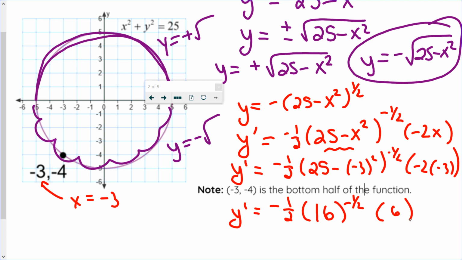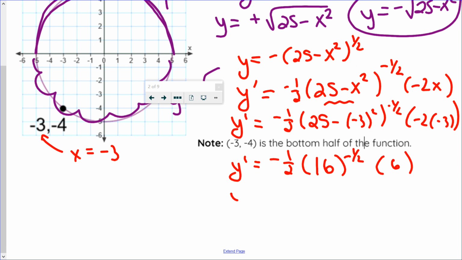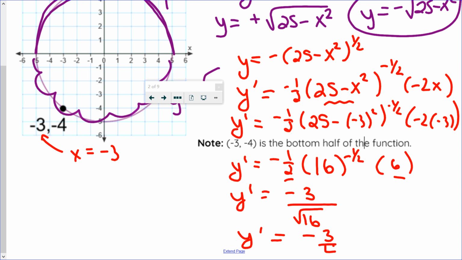Let's continue simplifying this. I have -1/2 of 6, which is -3. And then 16 to the 1/2 is the square root of 16, which is just 4. So that means the slope of the tangent line at (-3, 4) is -3/4. So what we're going to do is take this same question, now that we know the answer, and we're going to solve it implicitly.